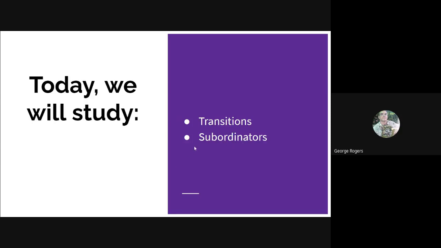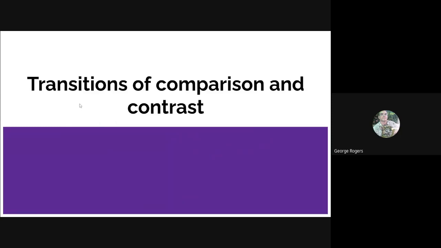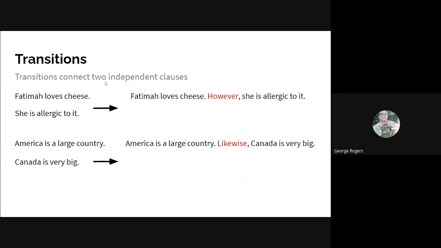First, we'll look at transitions. All right, so transitions of comparison and contrast. Transitions connect two independent clauses. So it connects two independent clauses, meaning they could be standalone sentences. Again, how are they similar or how are they the same? And so here's an example.